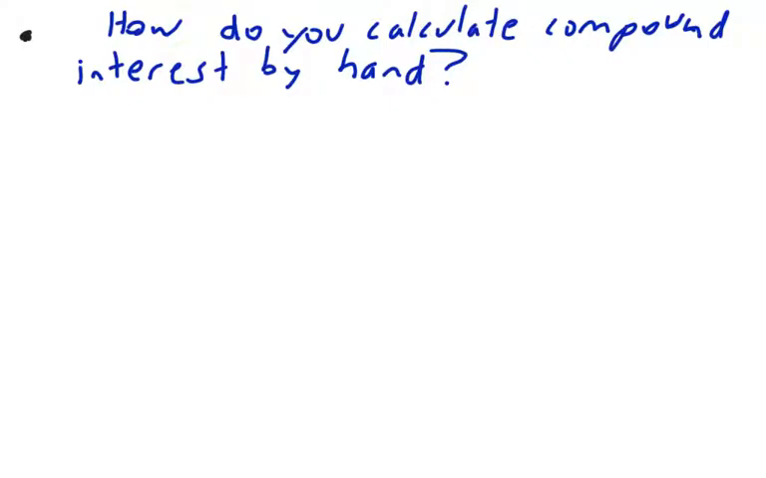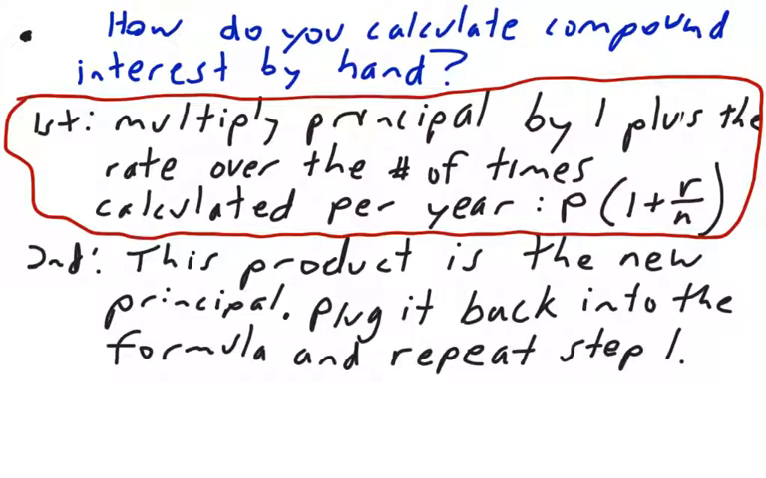So how do you calculate compound interest by hand? Let's go ahead and try out an example. Alright, first we're going to multiply the principal, or our starting amount, by 1 plus the rate over the number of times the interest is calculated per year. And that's denoted by this formula, capital P, which is the principal, 1 plus R over N. R is our rate, N is the number of times it's calculated per year.